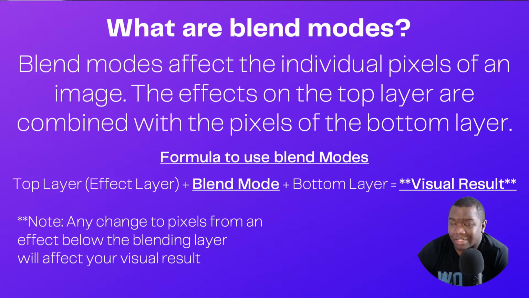Now, I want to give you guys a little bit of a note here. Any change to pixels from an effect below the blending layer will affect your visual result. So what does that mean? If you put a blend mode on the topmost layer, but that's the fifth layer, everything below that is also going to affect your visual result.